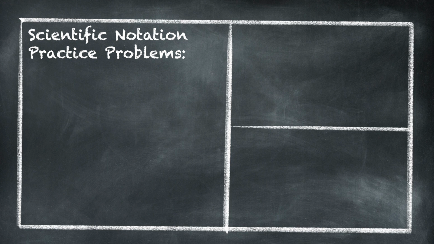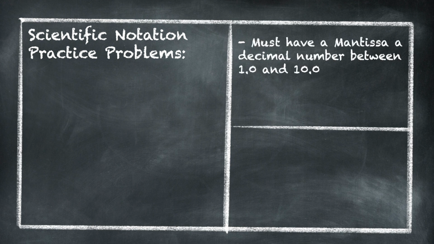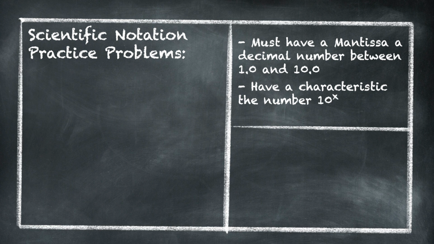First, scientific notation must have a mantissa. A mantissa is a number between 1 and 10 that has a decimal place. Then scientific notation must have what we call a characteristic, or the number 10 raised to the power of another number. That number, the exponent, can be positive or negative.